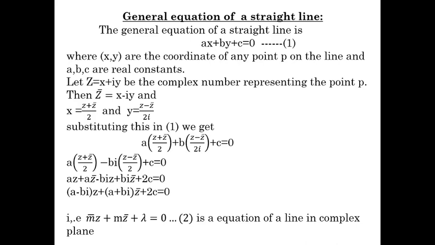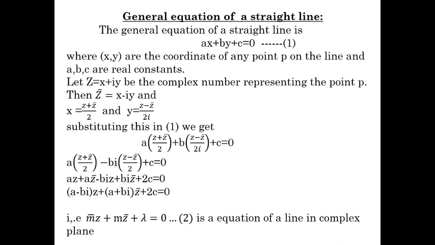We know that the general equation of a straight line is ax + by + c = 0. This can be treated as equation number 1. Here a, b and c are real constants and x and y are the coordinates of any point P. Let z = x + iy be the complex number and its conjugate z bar = x - iy. Put x = (z + z bar)/2 and y = (z - z bar)/2i.